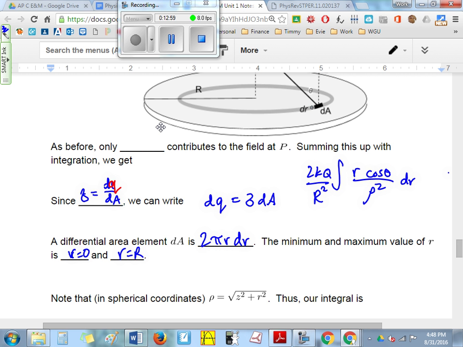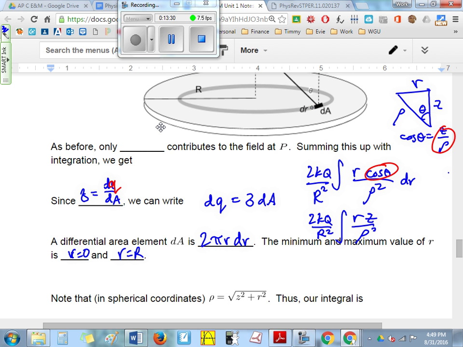So we're almost done, guys. Hang in there. You will notice that cos theta, remember we drew a triangle earlier where this was r, this was z, this is rho, and theta was there. Cos theta, just geometrically, is z over rho, right? So we can insert that right here. Now we get 2kQ over capital R squared sigma, integral symbol, and then we have r z over rho cubed dr.